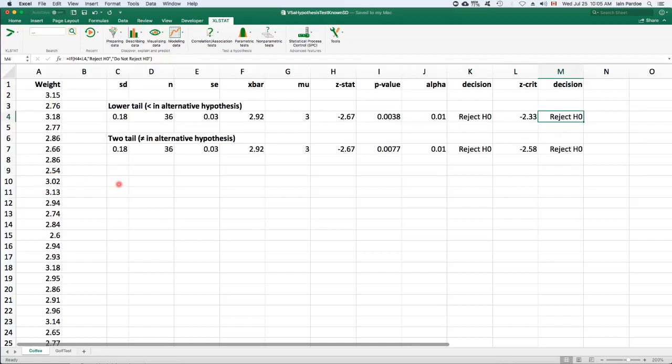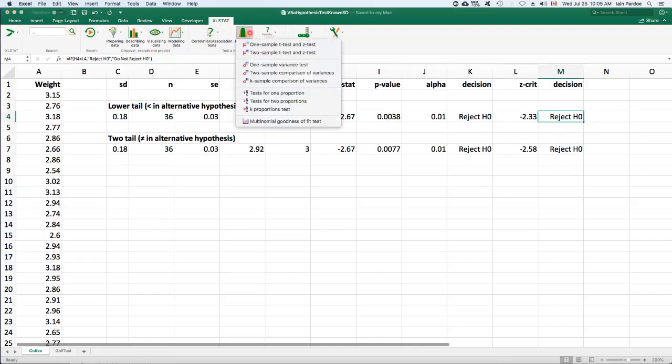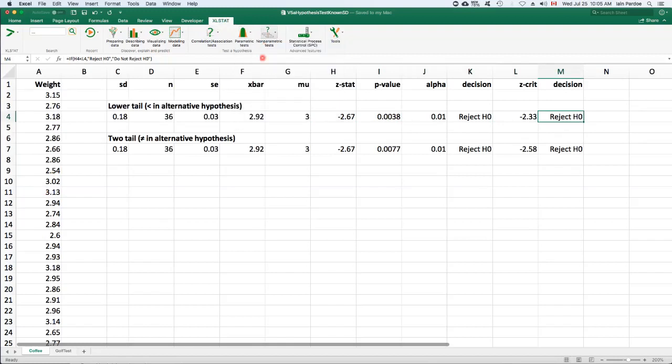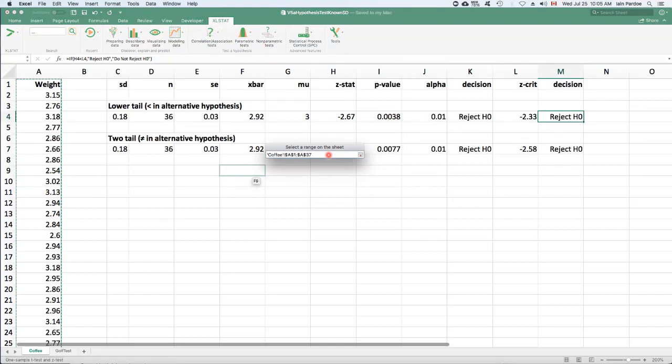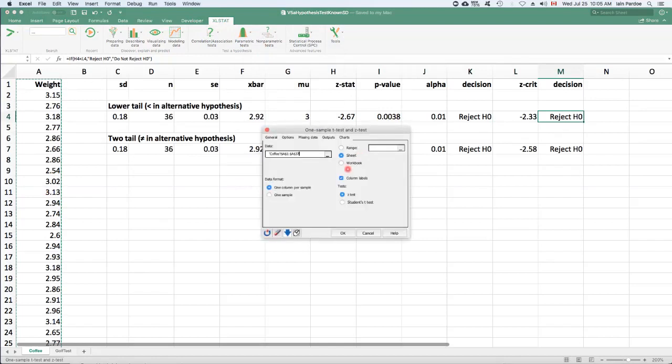Let's see how to do this using XLStat. So if we select parametric tests, one sample Z test, and then we select our data. We select Z-test for the option down here where it says tests. Under options, let's do a lower tail test. So less than is in the alternative hypothesis.